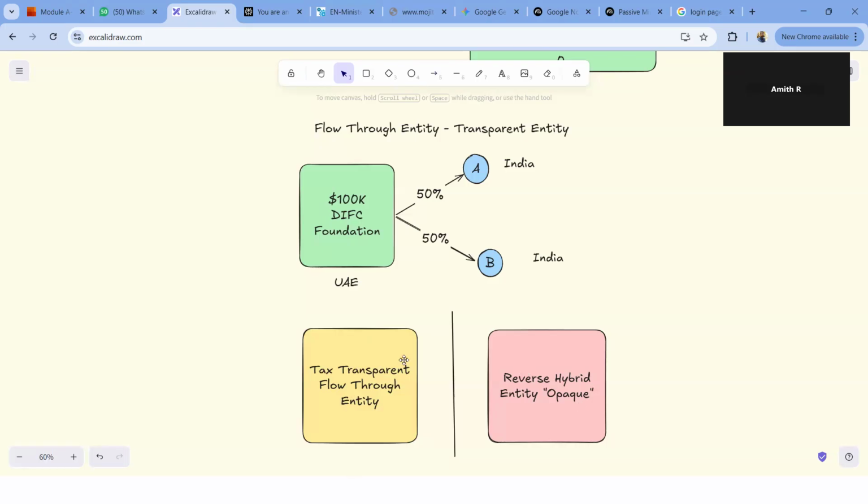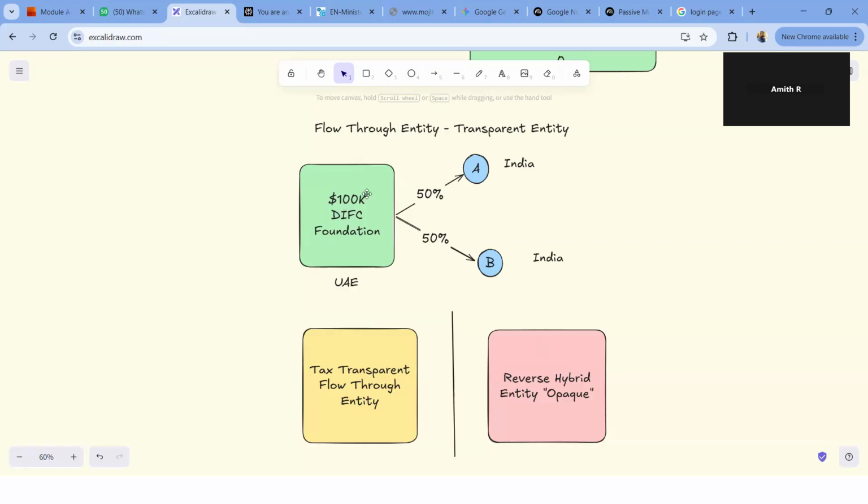What happens if it is tax transparent? This guy will not pay. These two will have to assess if they are having 15% ETR. So whether the 50% profit that they're deriving from this is subject to 15% ETR or not, they have to do. But if it's a reverse hybrid, no splitting, no nothing, you only would have to come and foot the bill. Is this clear?